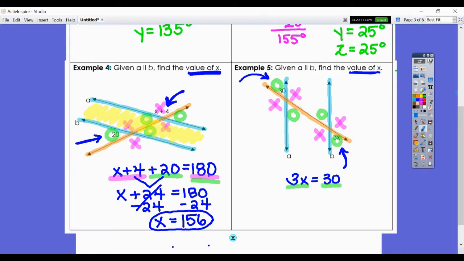Since they're both green O's and they're alternate exterior angles, meaning they're on opposite sides, the 30 is on the top of the orange transversal and the 3x is on the bottom of the orange transversal. And they're in the exterior because, again, they're not sandwiched in between those blue parallel lines in the yellow. They are congruent. I go ahead and solve this one-step equation. It's 3 times x, so I have to do the opposite, which is divide 3 away from the x. 30 divided by 3 comes out to be x equals 10. And that was example number 5, the last one in our notes.